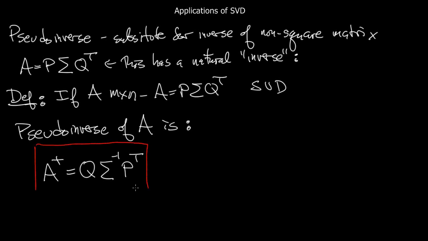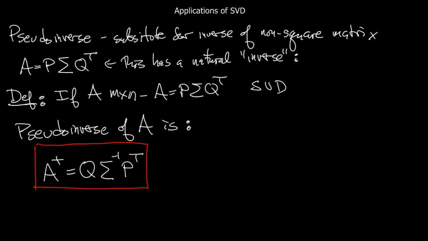Okay, so we'll stare at this for a minute. It's as if you've taken the transpose of A, because that changes the order and puts in the transposes, except that you've also changed sigma, which is diagonal, to sigma inverse.